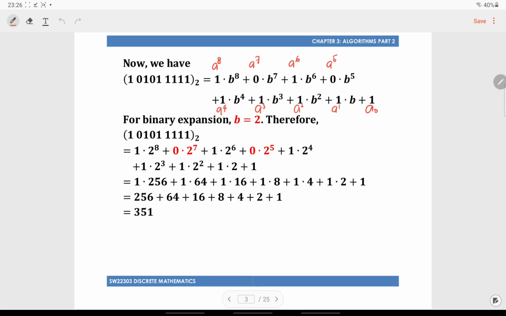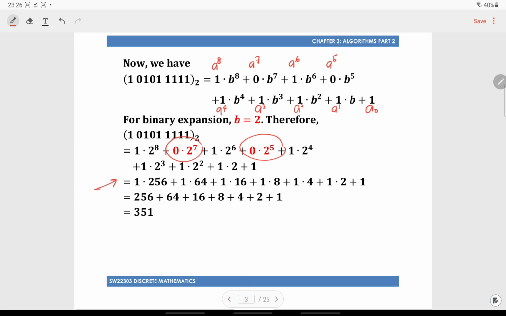So from this equation, we can omit all terms with the coefficient 0, because any number we multiply with 0 is always equal to 0. So we can omit these two terms. So we have the following equation.